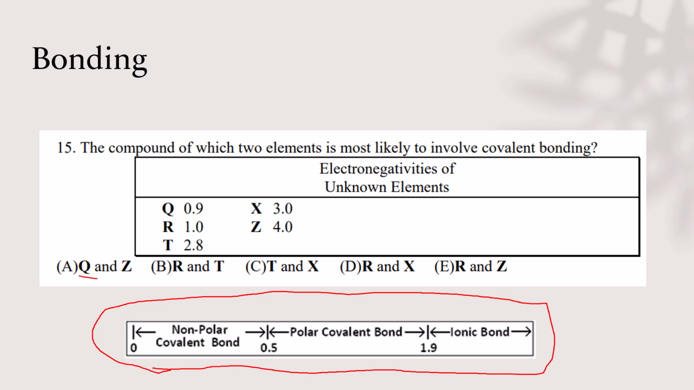We have Q and Z. So Q and Z, yeah, that's definitely not the correct choice. Those are the furthest away from each other, so that would definitely be an ionic, so not A. Next, let's look at R and T. So R and T, they're not too bad. They're relatively close to each other, so maybe. Now, choice C, we have T and X. So T and X, oh, T and X are much closer. Look at that difference, 2.8 and 3.0.